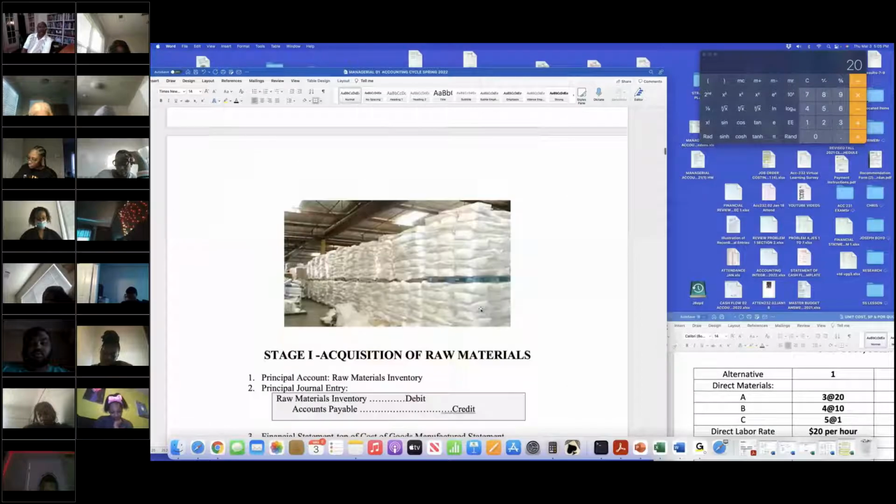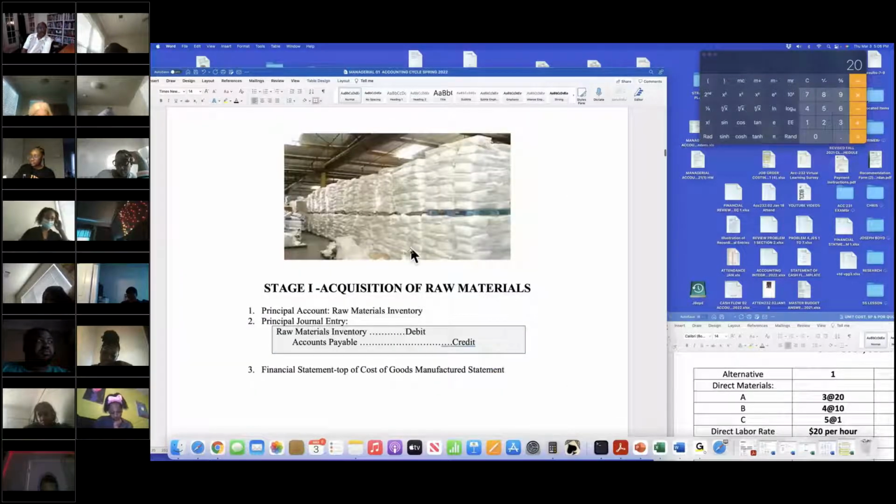When you buy the raw materials, you make an entry debiting raw materials and crediting accounts payable. This is the journal entry you make. You just simply have to calculate the amount. The journal entry on stage one is always going to be this.